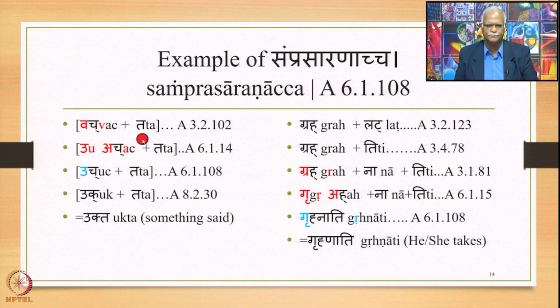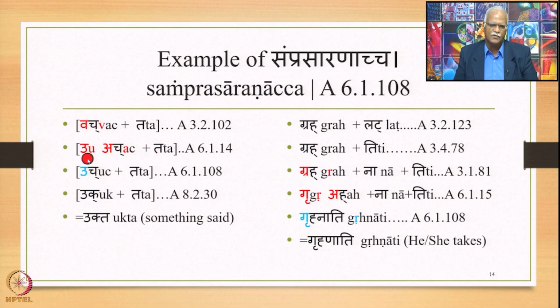32102 nishtha. Now in this case, because this suffix is kit, 6114 applies and substitutes this v consonant by yan, in this case by ik, in this case u. So we have u replacing the v consonant, a remaining as it is, and ch. So we have u ach plus ta.